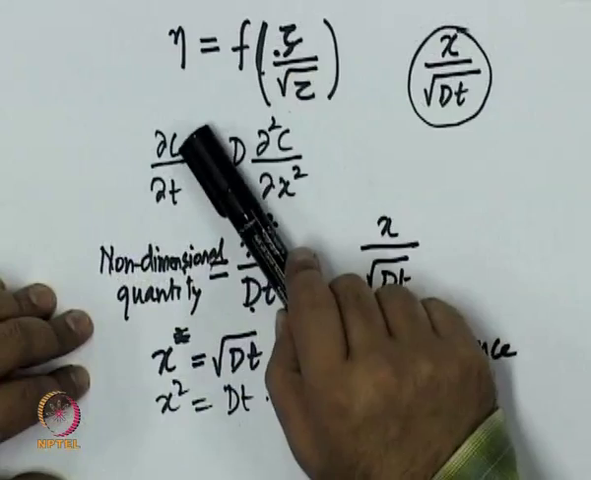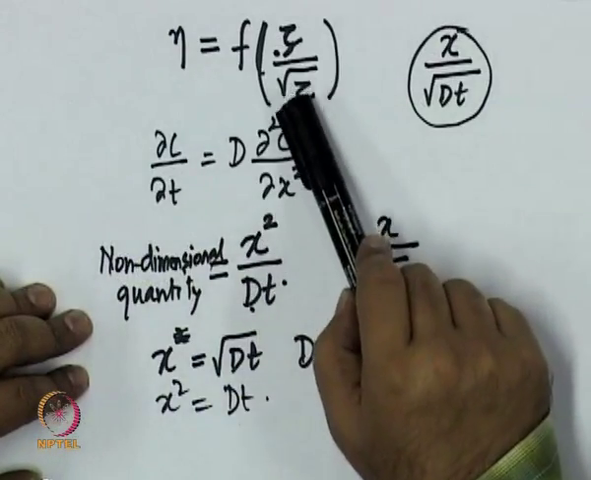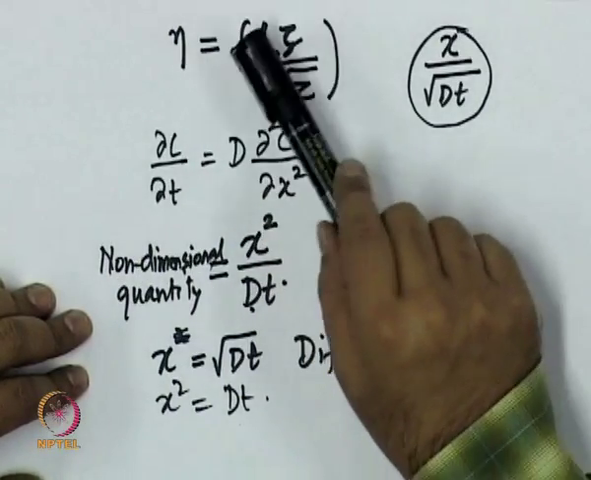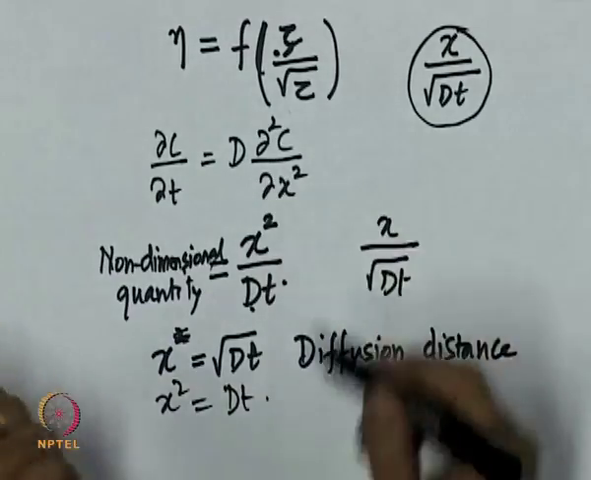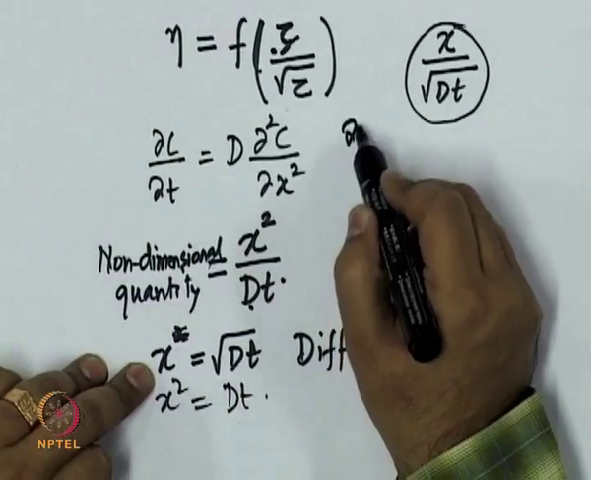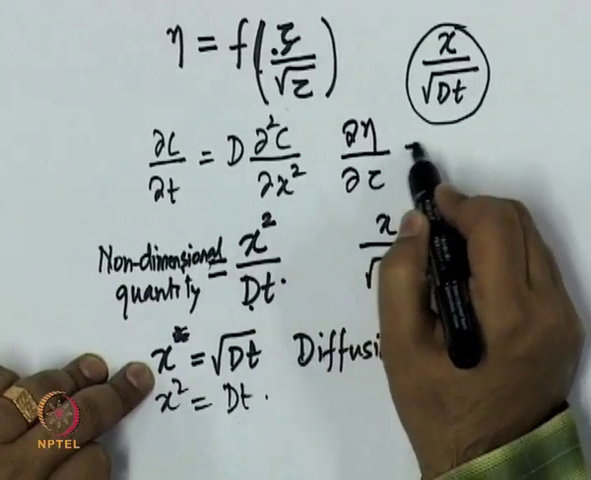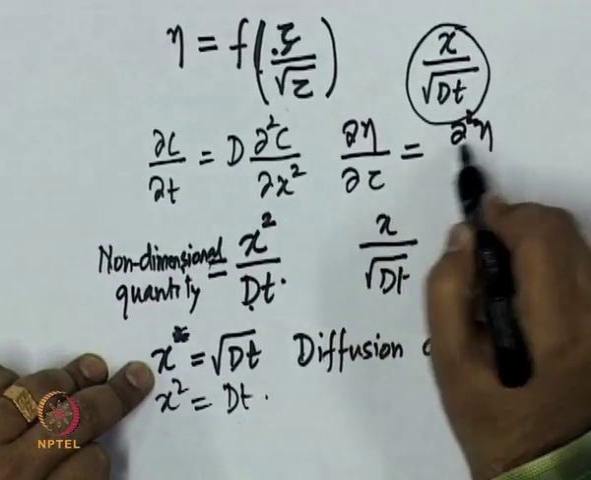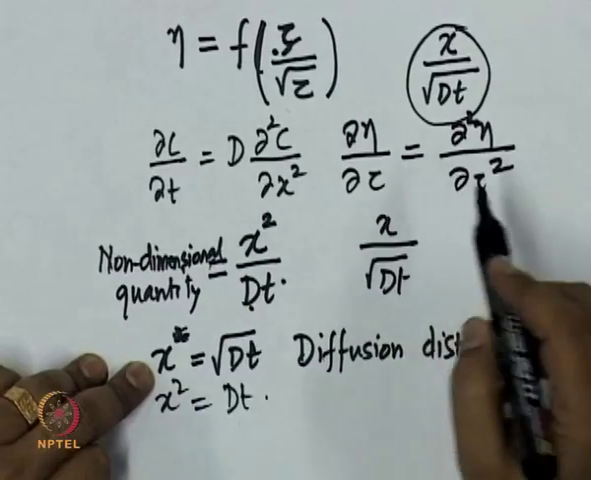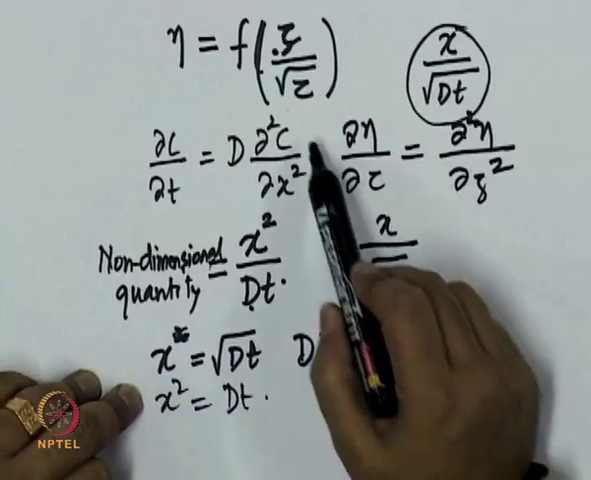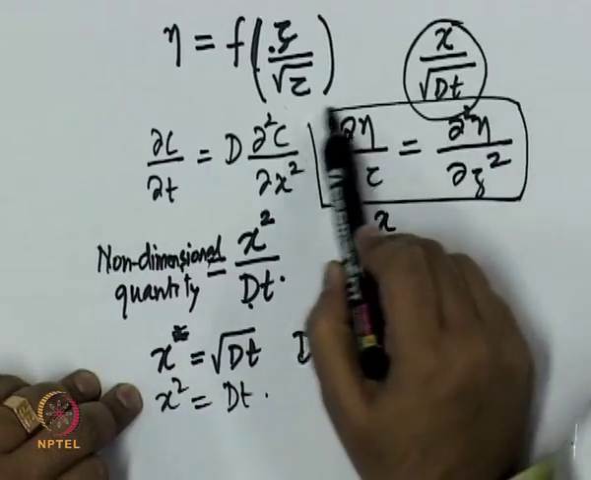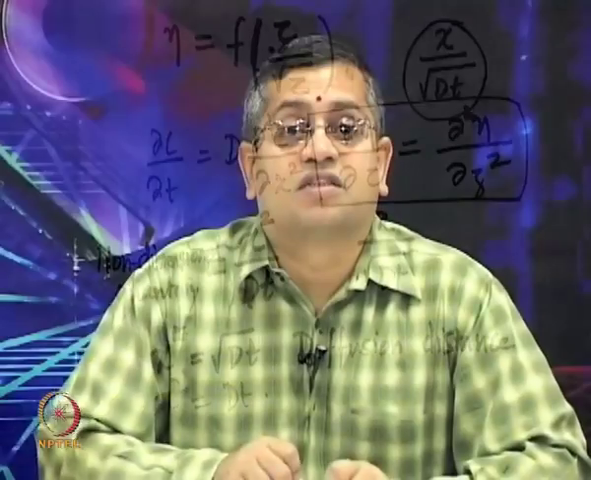We will take eta to be just a function of z by root tau, and we are going to convert the diffusion equation, the non-dimensionalized diffusion equation, using this, into an ordinary differential equation. That is what we will do in the next part of this lecture. Thank you.